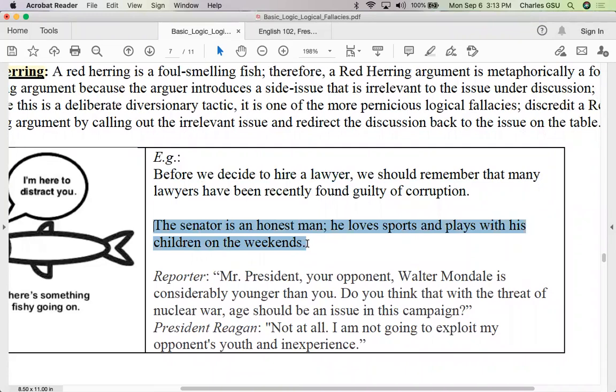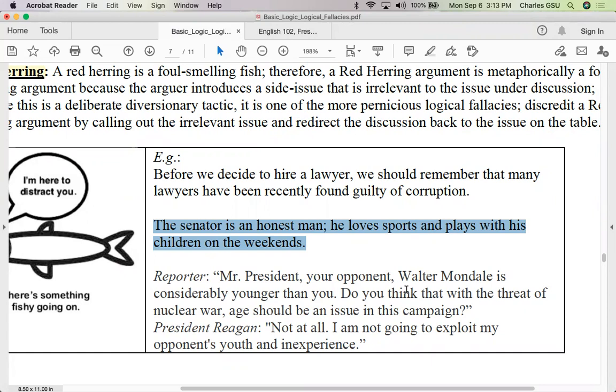Likewise, this is a common one you hear among politicians. The senator is an honest man. He loves sports and plays with his children on the weekends. So, I mean, he's a family man and he likes sports. That doesn't translate to honesty.